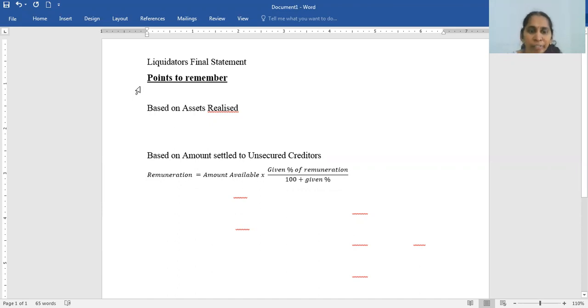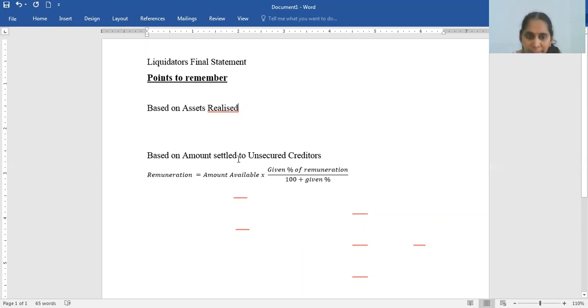Today we are going to see some points to be noted when preparing the liquidator's final statements. A very important point is that you have to calculate the remuneration for the liquidator. Generally, the liquidator's remuneration will be based on a few things. The main thing is based on the assets realized.